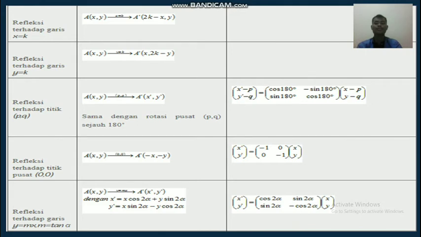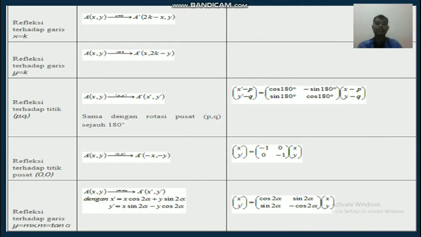And then reflection on the (0, 0) point, and the formula is A(x, y) reflected on the (0, 0) point to be A'(-x, -y), and the matrix is [x', y'] equals [-1, 0; 0, -1] multiplied by [x, y].